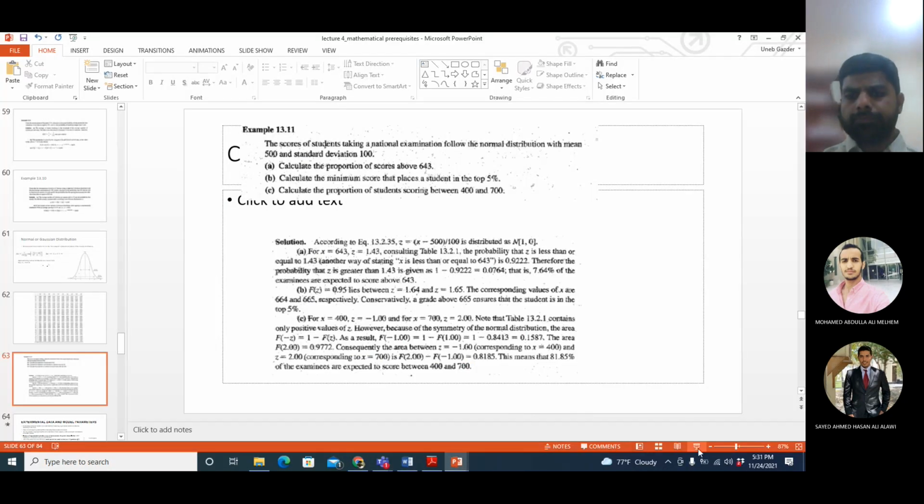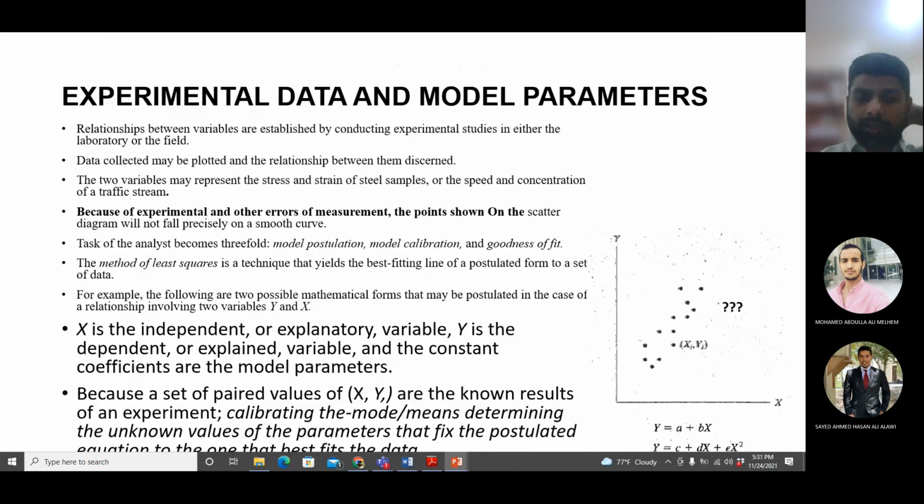Okay, now I will move on to something which is very important for the course, especially for your term project. That is experimental data and model parameters. You must have seen in many cases, people take some values and then they predict what is going to be the outcome. I've just mentioned the example of concrete mix design, right?